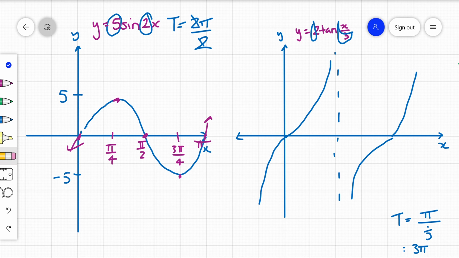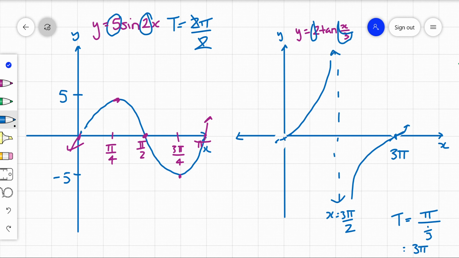So if I just go from beginning to end, like so. Yes, it keeps going, but just from there to there will be one period. So let's say that's 3 pi. Therefore, halfway between that is 3 pi on 2. So here I've got x equals 3 pi on 2 as my asymptote. And of course that will be 0.